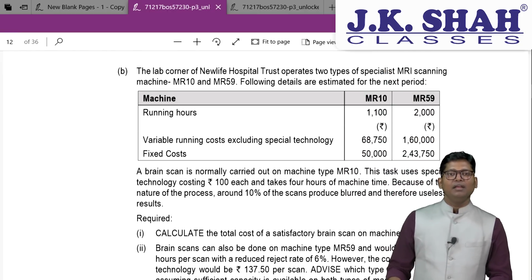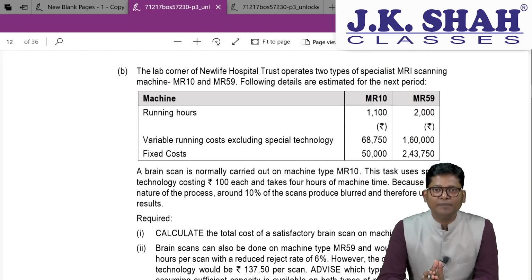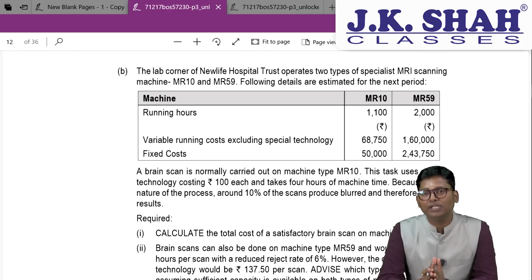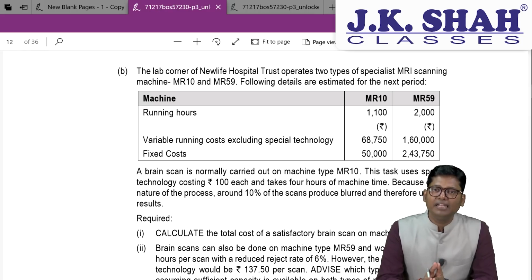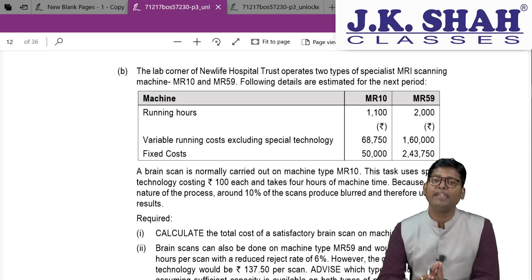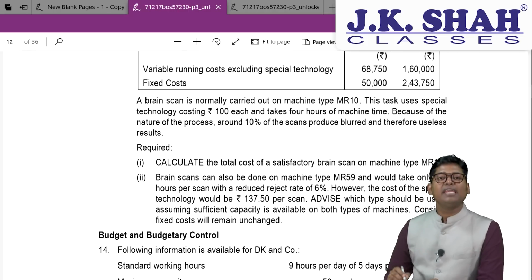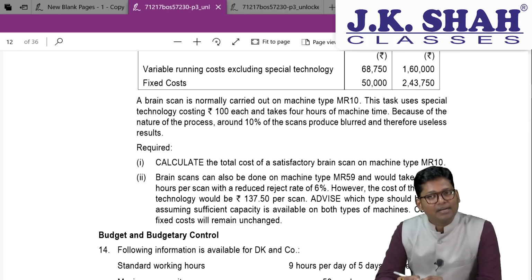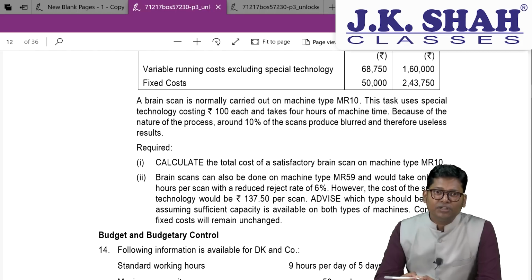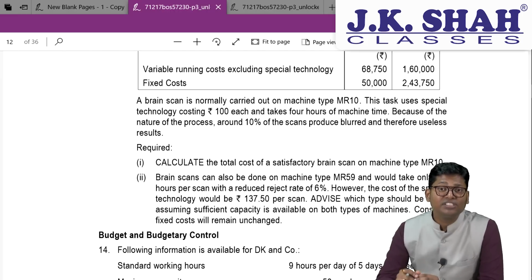Point number B. The lab corner of New Life Hospital Trust operates two types of specialist MRI scanning machines, MR10 and MR59. Following details are estimated for the next period. They have given you running hours, variable running costs are given, and fixed costs are also available. A brain scan is normally carried out on machine type MR10. This task uses special technology costing ₹100 each and takes 4 hours of machine time. Because of the nature of the process, around 10% of the scans produce blurred and therefore useless results. So 10% can be treated as scrap.